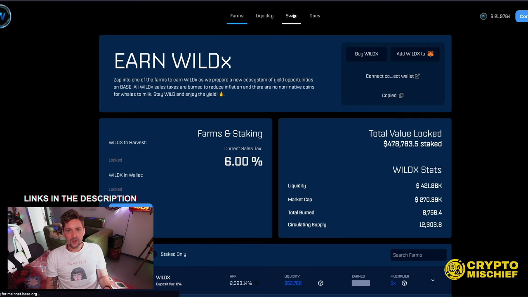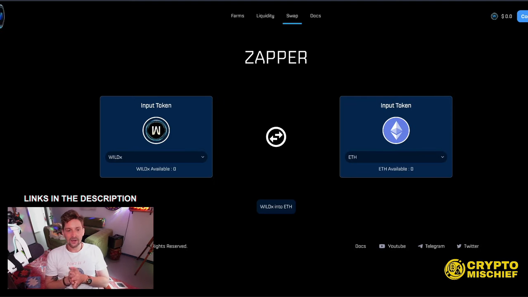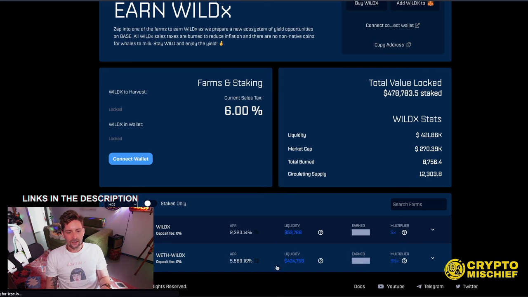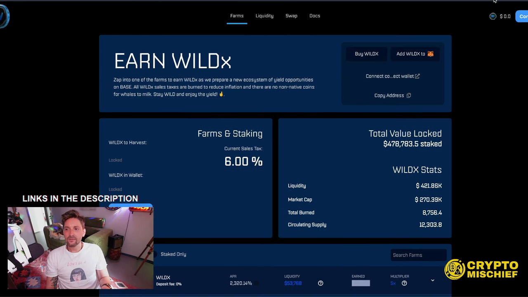You would come to swap. You would swap ETH for WildX token, then pair up WildX with something and get it into the... Oh, it zaps it in for you. Cool. So you just put ETH in and then get either WildX, ETH, wrapped ETH, or wrapped ETH with WildX. I'd probably farm with wrapped ETH and WildX and get yourself 5,000% APR. Boom. Nice stuff. Last one.